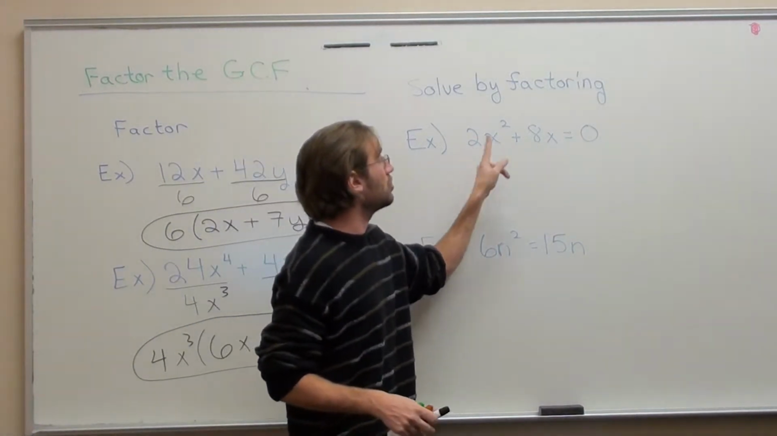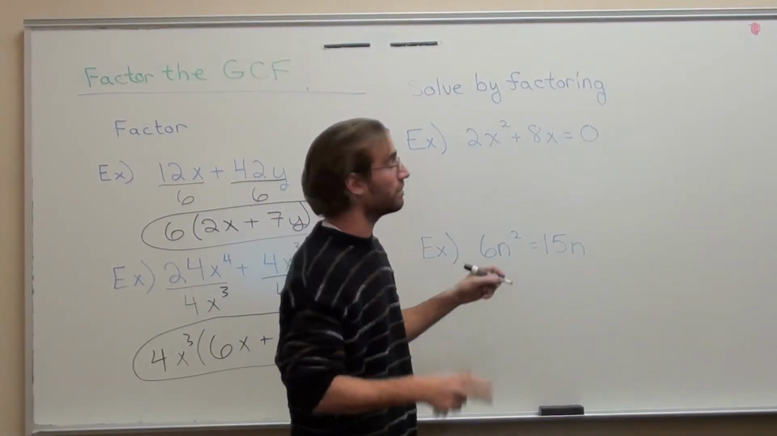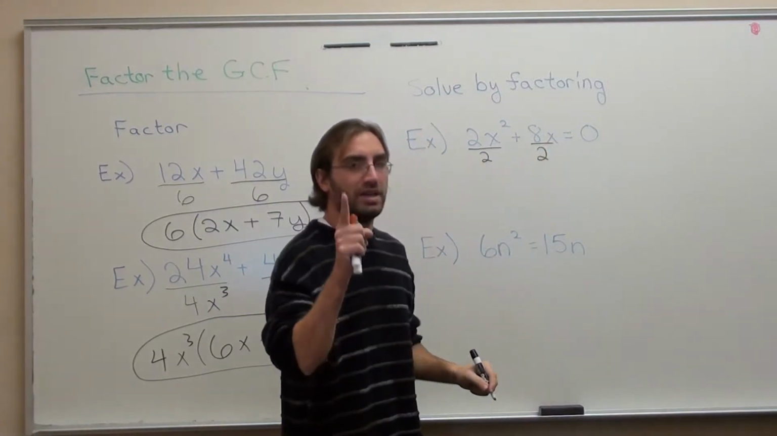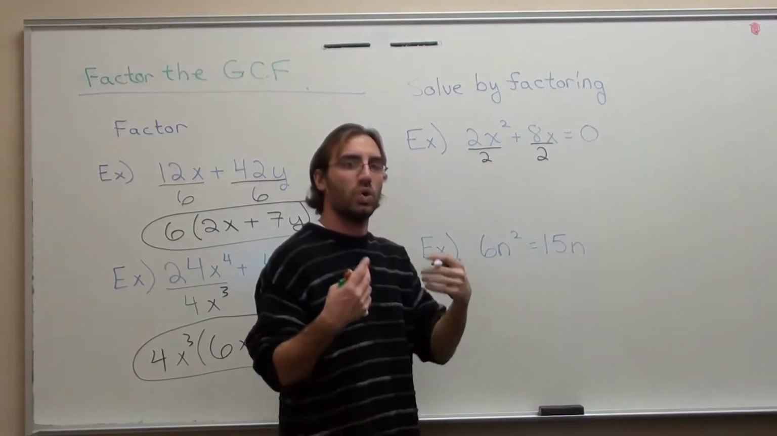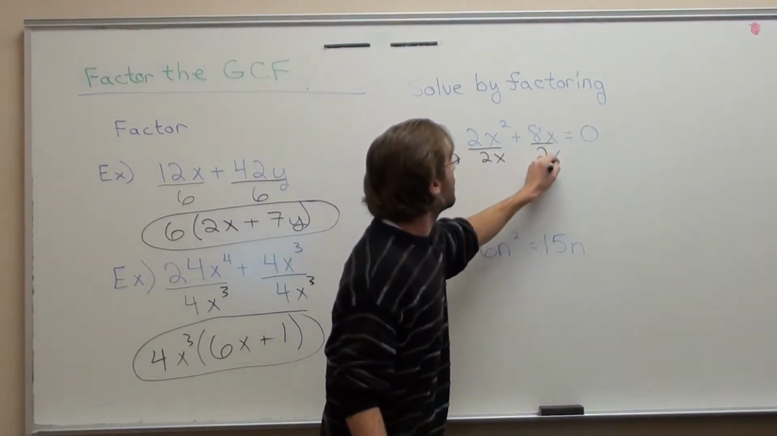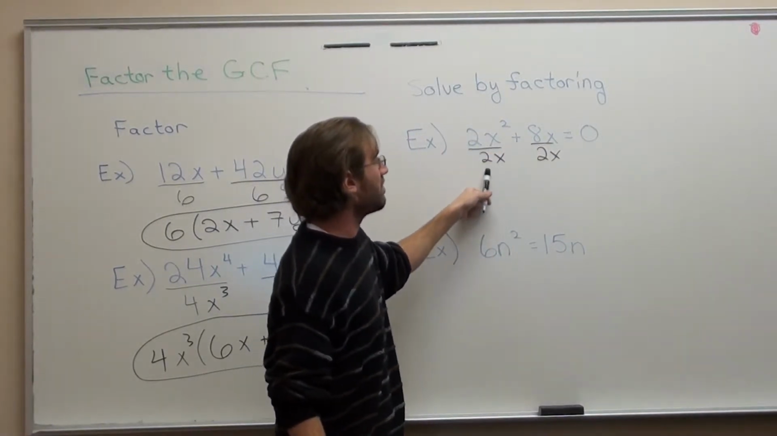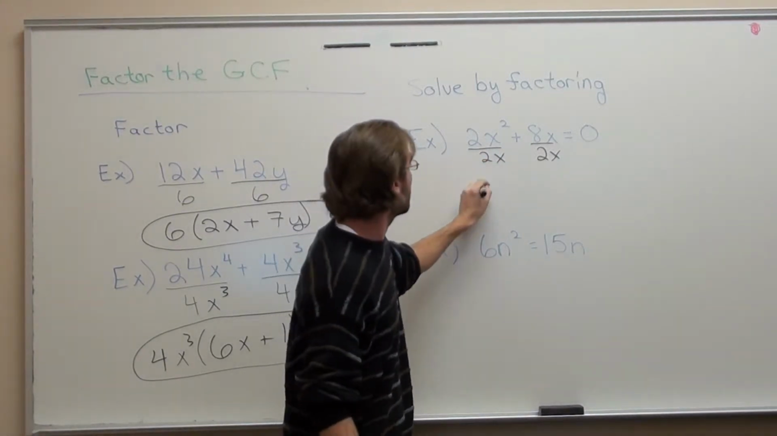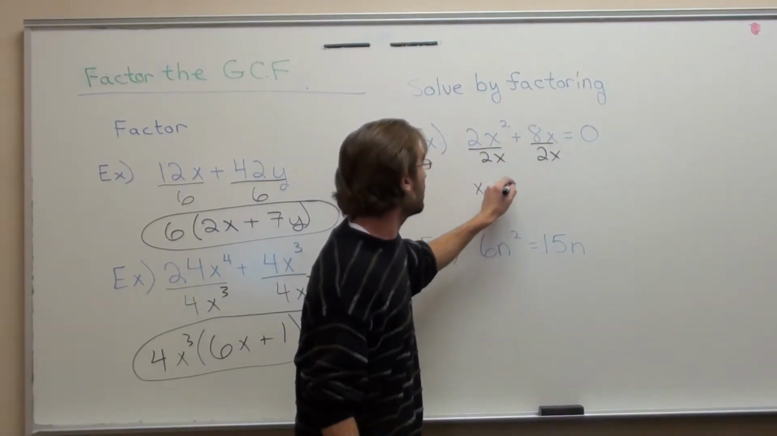So what do the numbers 2 and 8 have in common? What can you take out of both terms? You can take out a 2. But we're not done. This has 2 x's, and this has 1 x. So well, what do they both have in common? They have at least 1 x in common. So you're dividing by 2x. 2x squared divided by 2x. 2 divided by 2 is 1. X squared divided by x to the first is x. Plus 8 divided by 2 is 4.